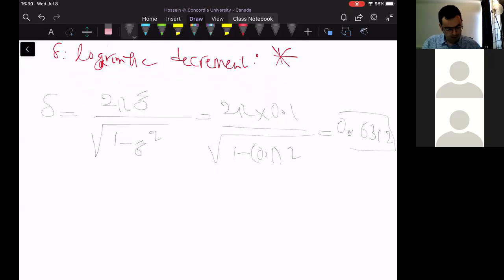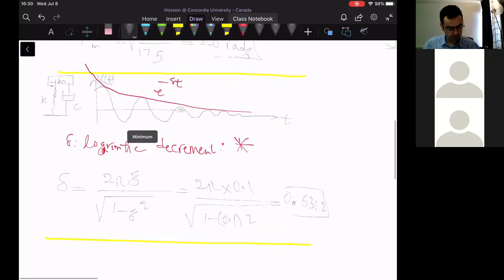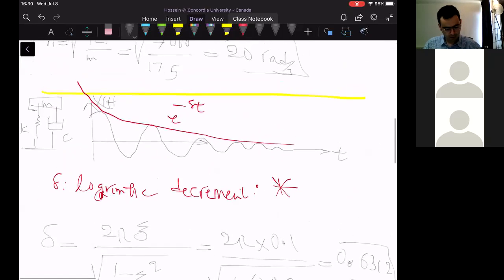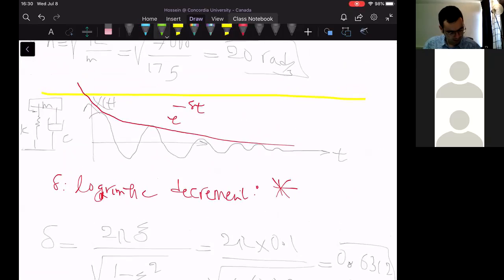So the next and last part is the ratio of any two consecutive amplitudes. Amplitude is maximum displacement. If I go to the figure, this is amplitude X1, X2, X3, right?